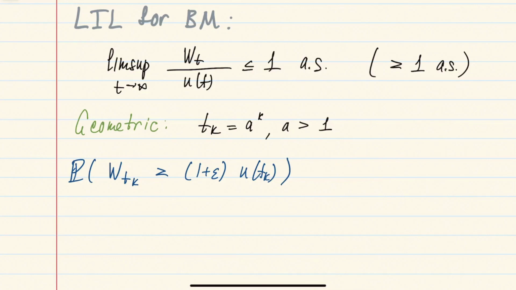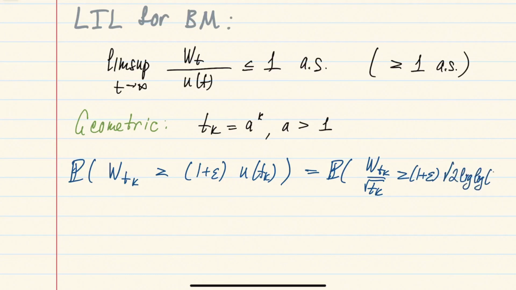Right? And we want to show that this cannot happen for infinitely many k, because the lim sup should be actually less than or equal to 1. So we cannot exceed the 1 plus epsilon level infinitely often. And again, since we are going to use the Borel-Cantelli lemma, this will explain the appearance of this function u. Now in the first step, of course, we reduce to the standard Gaussian just by scaling by square root of the time, both sides. And you can see that when you scale the function u by square root of the time, what you are left with is just square root of twice iterated logarithm of that time t_k.